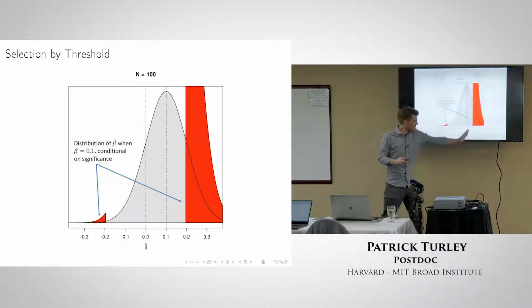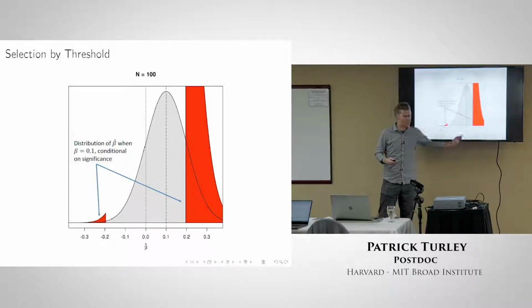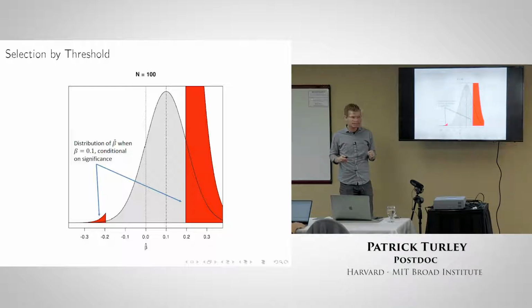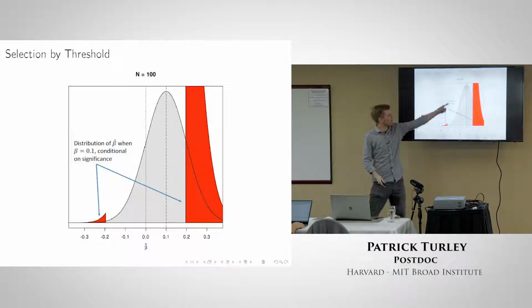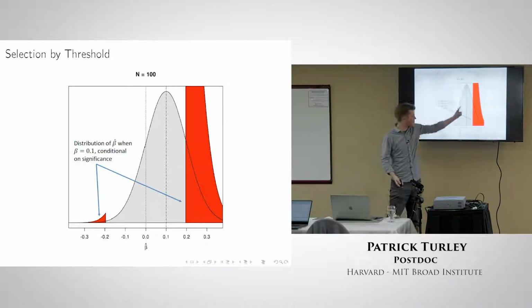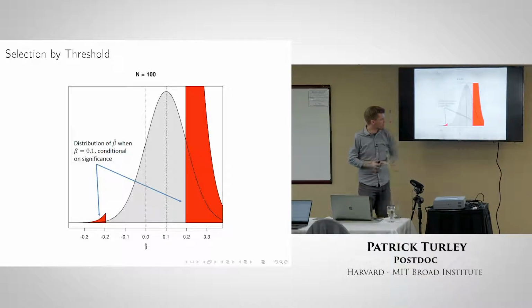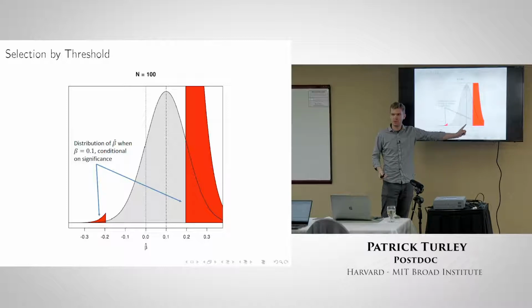On the x-axis, we have the beta hat estimate. Let's say that we had a true effect size of exactly 0.1. That's the ground truth. And we have a sample of about 100 people. If we just did a GWAS and an OLS estimate, and we want to know the distribution of the beta hats that we'd get if the true beta is 0.1, it's going to be a normal distribution centered at the truth.